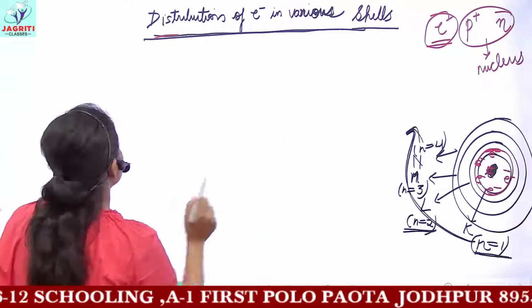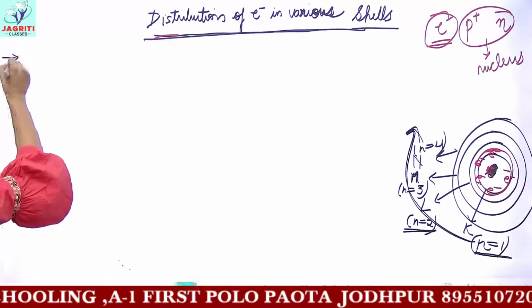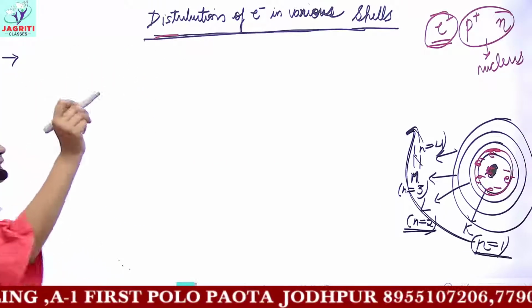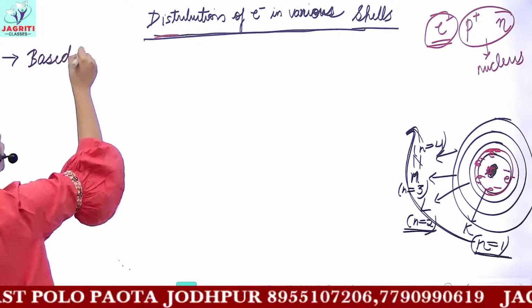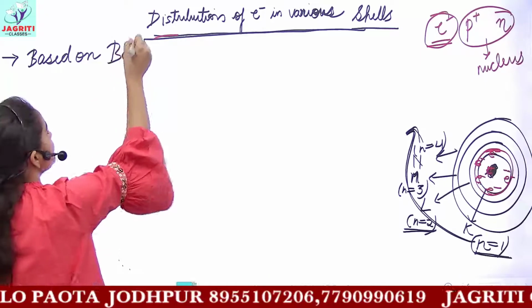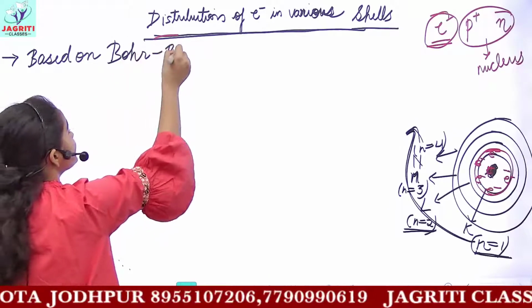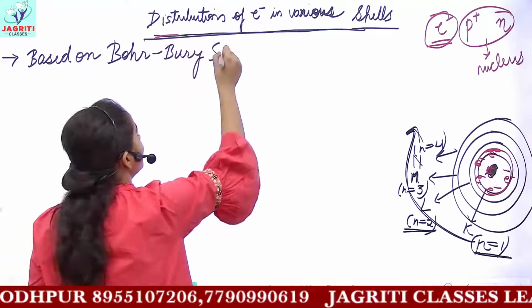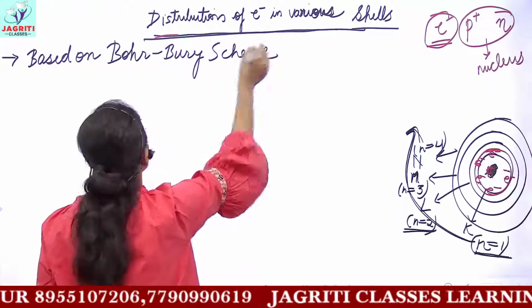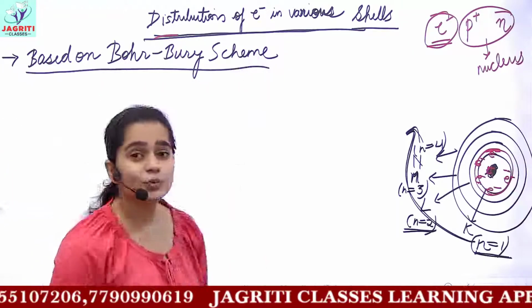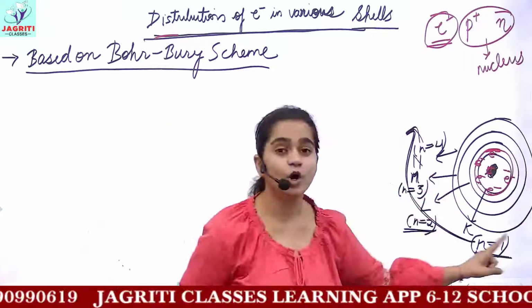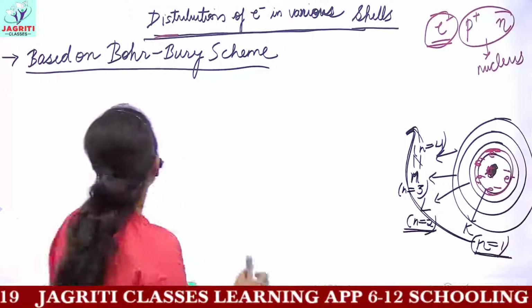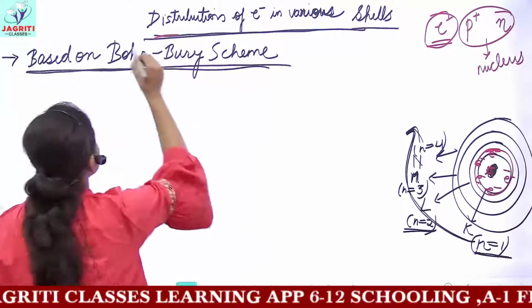For this, the scheme which we use, this distribution of electrons in various shells, is based on the Bohr-Bury scheme. Please do not get confused. Last time we studied Bohr's model of the atom, which was this. This is what Bohr's model means, okay? And now we are discussing the Bohr-Bury scheme.